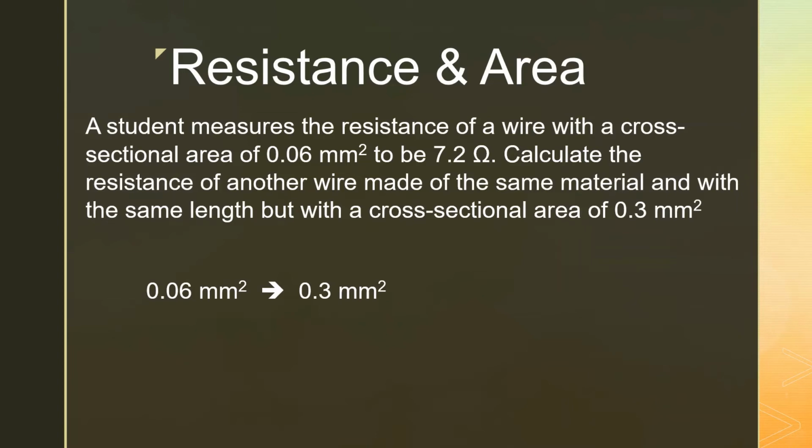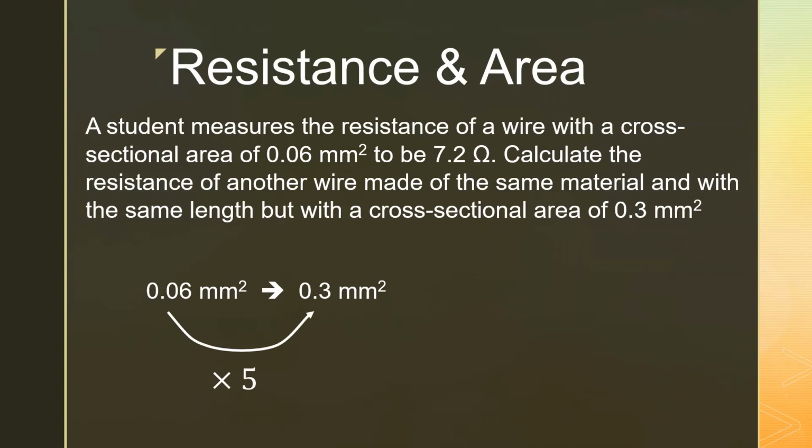So we're going to do this in exactly the same way. I'm starting out with a cross-sectional area of 0.06 millimeters squared, and I want to get it to be 0.3 millimeters squared. Well, how do I get from one to the other? I multiply by 5.